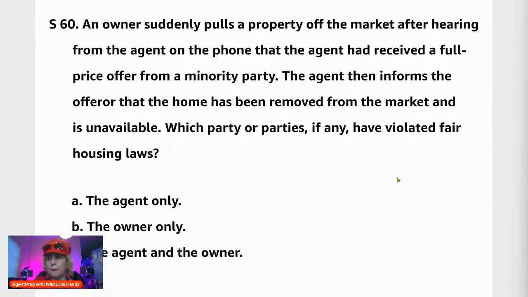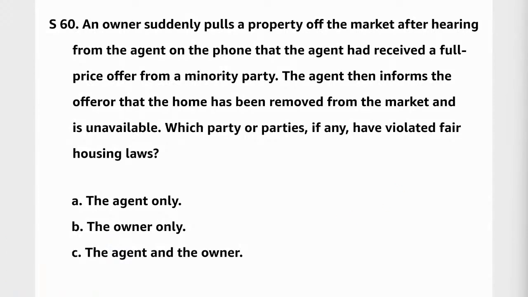Number 60. An owner suddenly pulls a property off the market after hearing from the agent on the phone that the agent had received a full price offer from a minority party. The agent then informs the offerer that the home has been removed from the market and is unavailable. Which party or parties, if any, have violated fair housing laws?